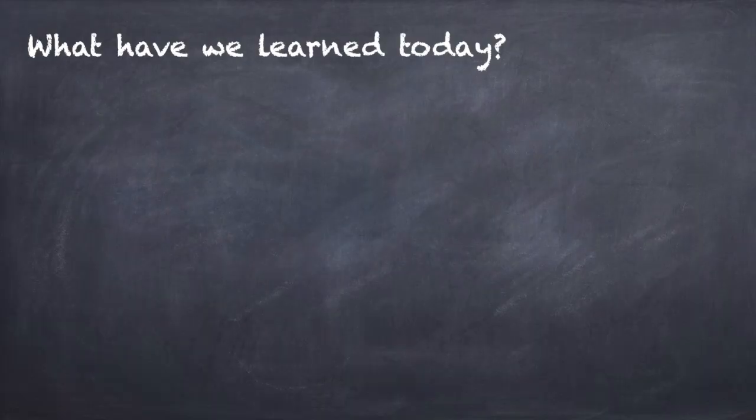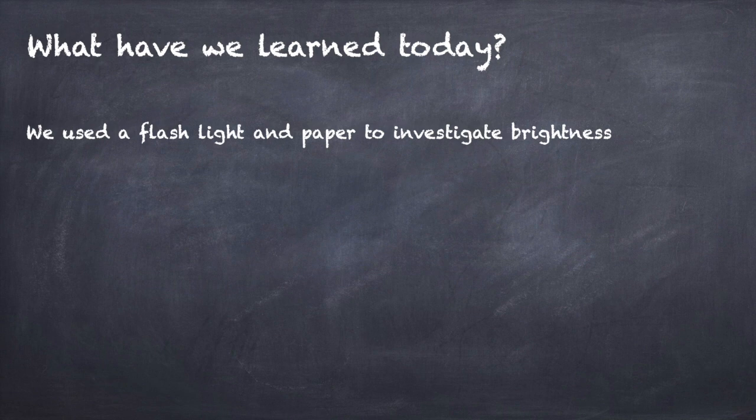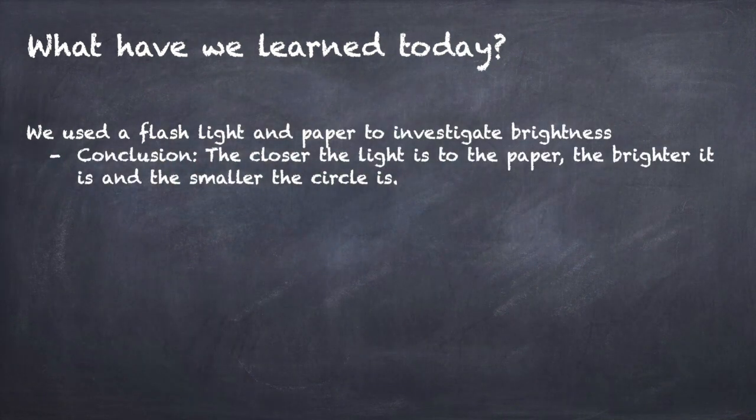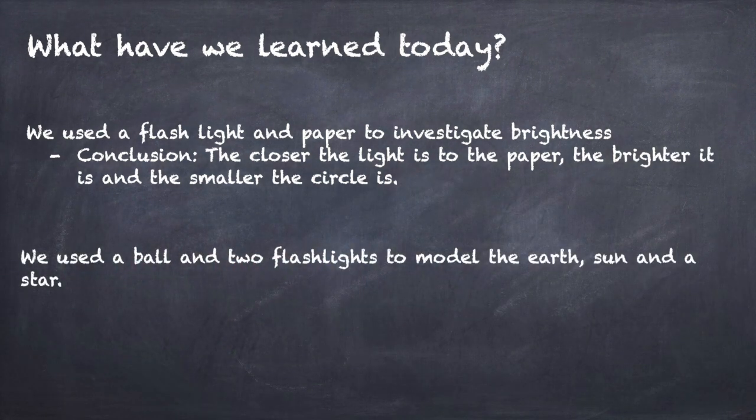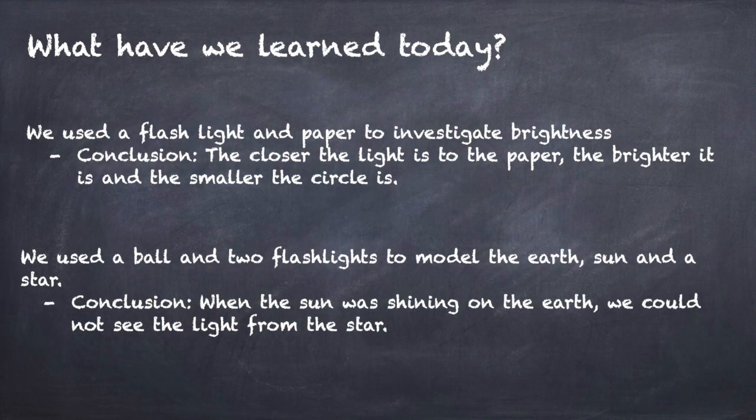So what have we learned today? We used a flashlight and paper to investigate brightness. We concluded that the closer the light is to the paper, the brighter it is and the smaller the circle. We used a ball and 2 flashlights to model the Earth, sun, and a star. We concluded when the sun was shining on the Earth, we could not see the light from the star.